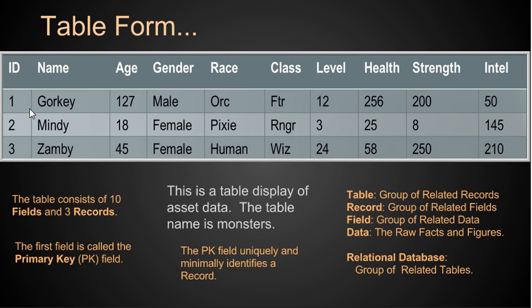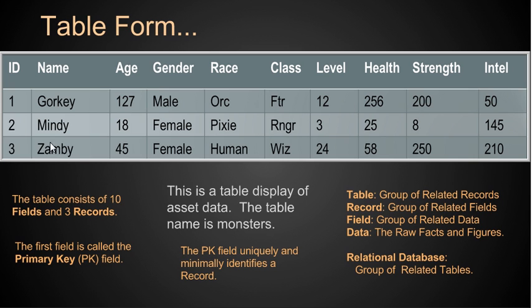It has a record with the name Gorky, age 127, male, orc, fighter, level 12, health 256, strength 200, intelligence 50, and for those of you that are hardcore gamers, you know even a lot more information is kept. And the second record is Mindy. She's 18, she's a female pixie, a ranger, level 3, and so on. Zambi is age 45, a female human wizard, and so on.